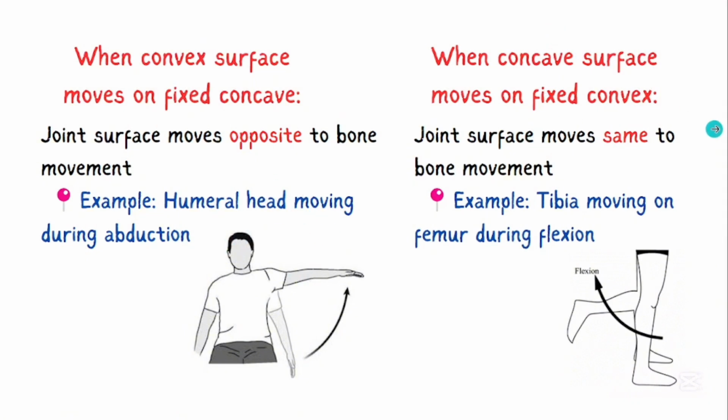Now, rule number 2. When a concave surface moves on a fixed convex surface, here, the joint surface moves in the same direction as the bone movement. For example, during knee extension, the tibia that is concave moves forward and its surface also glides forward on the femoral condyle. The convex-concave rule tells us how joint surfaces move relative to the direction of bone movement.